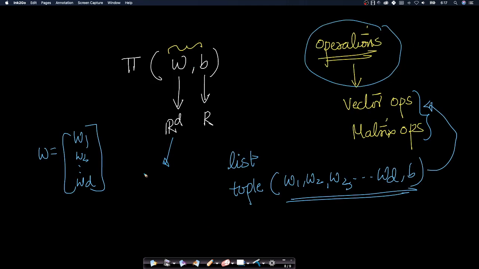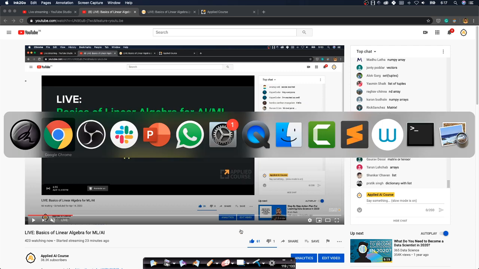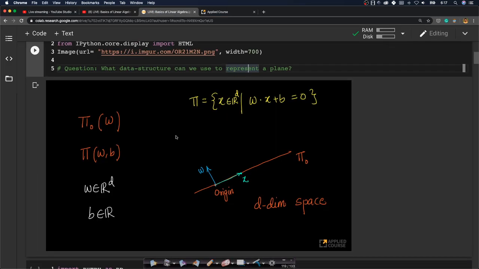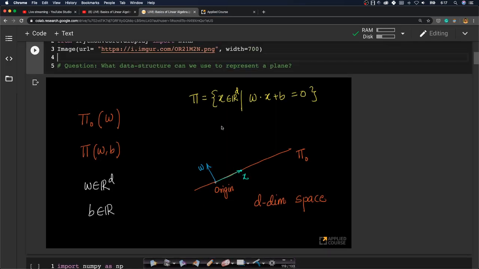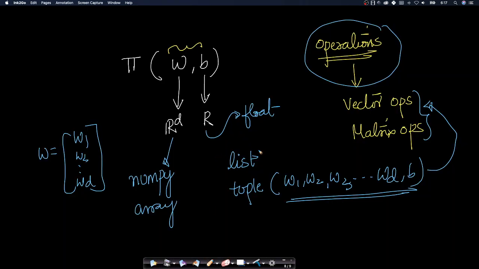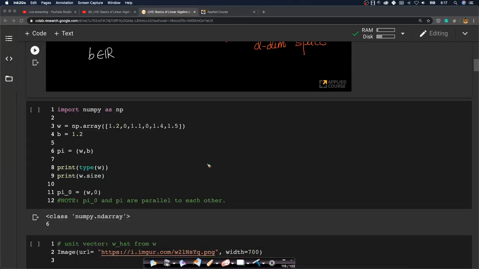So if I represent W as a Numpy array, not an n-dimensional array, just a one-dimensional array, I can represent B as just one float. As many of you rightly pointed out, it's a very simple concept, nothing fancy here. It should always depend on operations. If you represent it with a list or a tuple, one of the challenges is access to libraries. We can always represent it with a list or tuple, but then for the operations you perform, you have to write code for everything. Instead, if you use a Numpy array, there is a lot of functionality readily available for you.